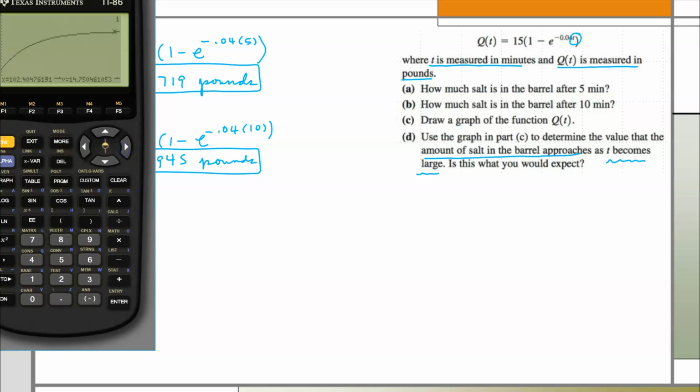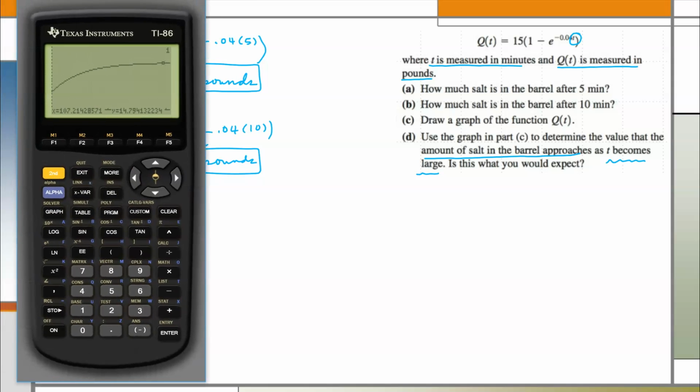Can we guess at where it's starting to level off? What do we think? Let's look back at our equation. Maybe at 15 it's leveling off. And that's what I'm going to go ahead and guess.